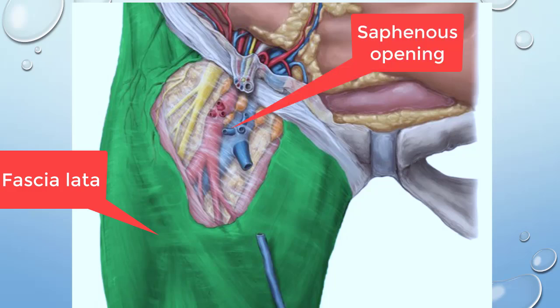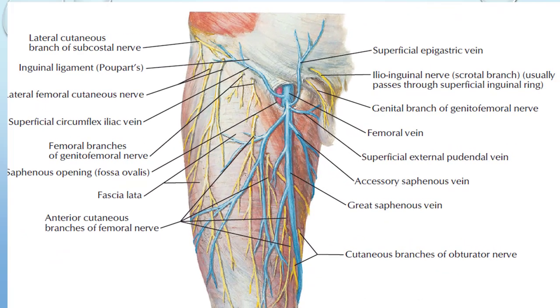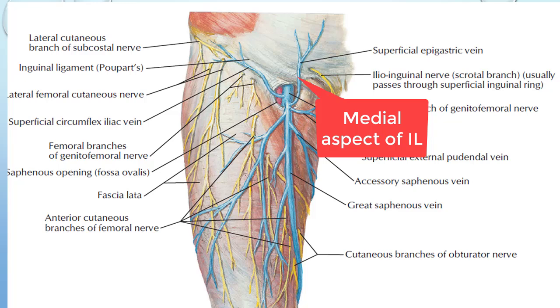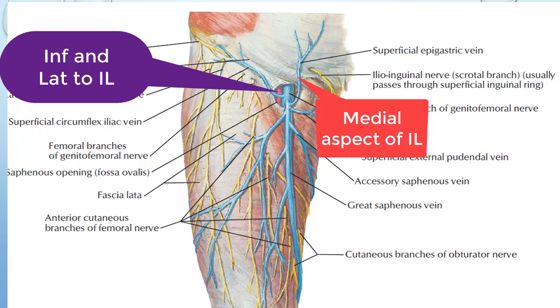When we are going to identify this opening, first we have to identify the medial aspect of the inguinal ligament. Again, I told you the inguinal ligament is a folded structure. So when we go inferior and lateral to the medial aspect of the inguinal ligament, as we can see in this image, we can find an opening over here. This opening is the saphenous opening. If I summarize, this opening is located infralateral to the medial aspect of the inguinal ligament.